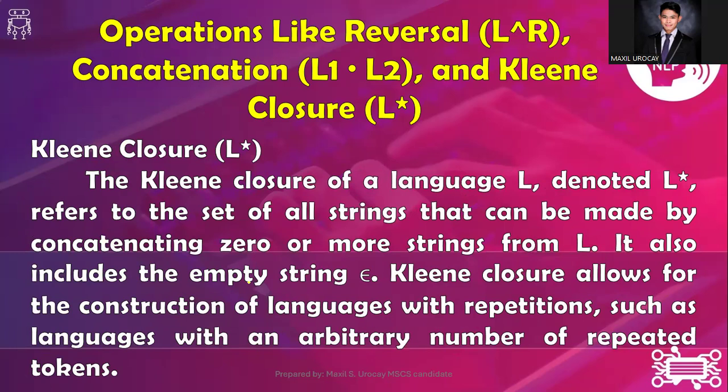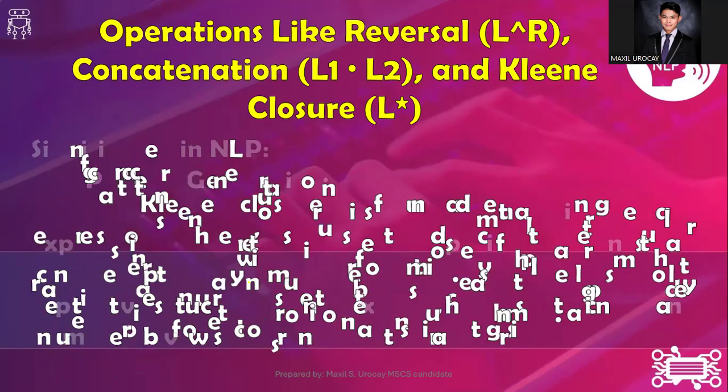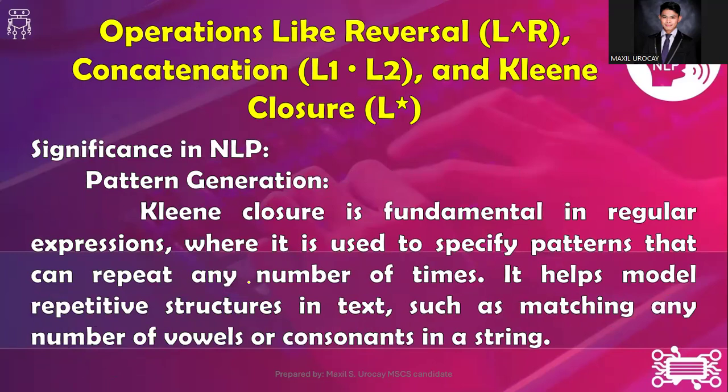So in this class, we're trying to work on the Kleene closure, signifying many, from zero or more words. So pattern recognition and generation: Kleene closure is fundamental in regular expressions, where it is used to specify patterns that can repeat any number of times. It helps model repetitive structure in text, such as matching any number of vowels or consonants in a string. So for pattern recognition or generation, we're dealing with this Kleene closure first.